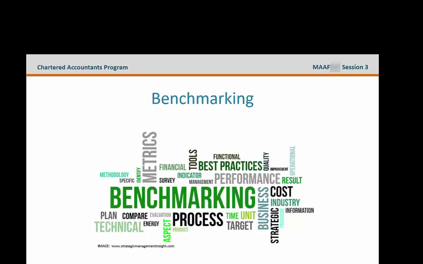Now let's start with benchmarking. Per the CSG, a benchmark is a standard against which an aspect of a business is measured. The level at which this target or benchmark should be is not always clear at the outset. Hence, organizations undertake benchmarking exercises to identify best practice, processes, or metrics that they can work towards achieving.